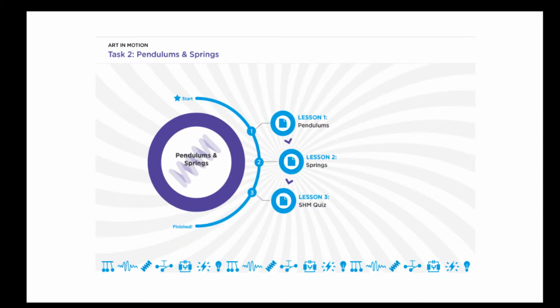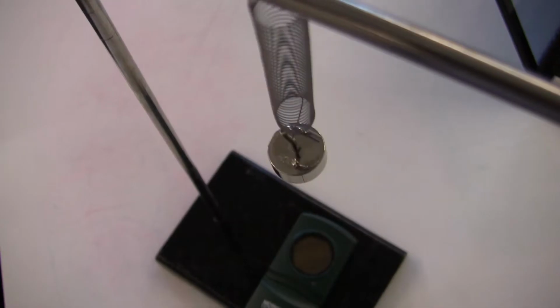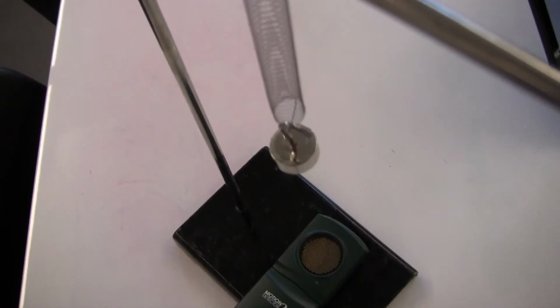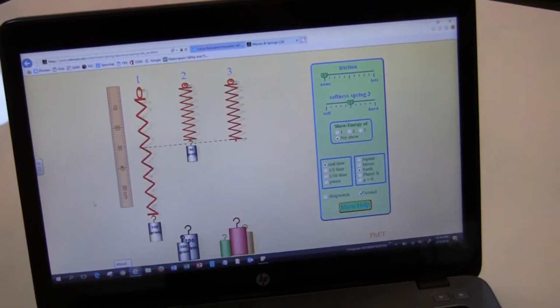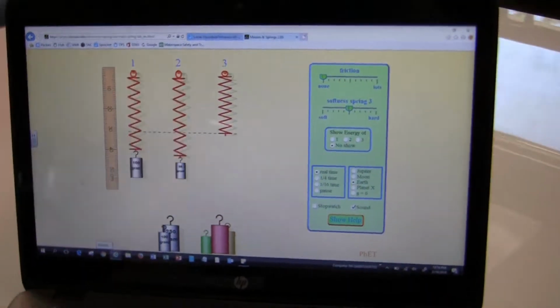Students continue their exploration of harmonic motion by investigating a mass on a spring, again determining what variables affect its period. Students also model the position of the mass versus time with a sine wave.